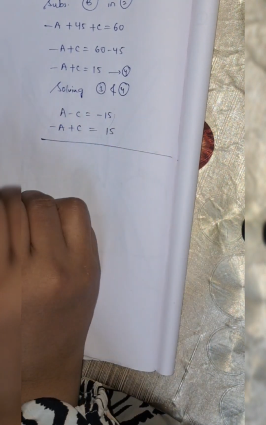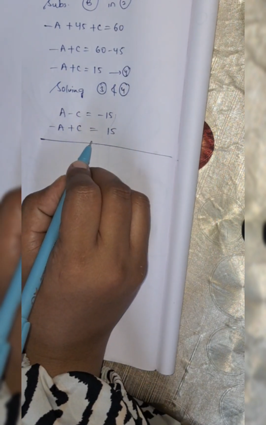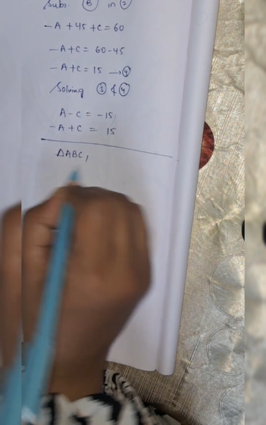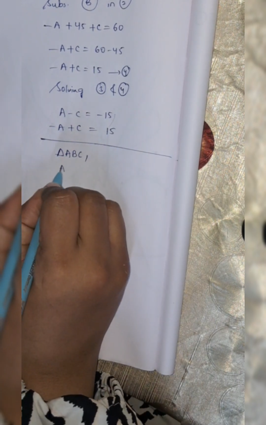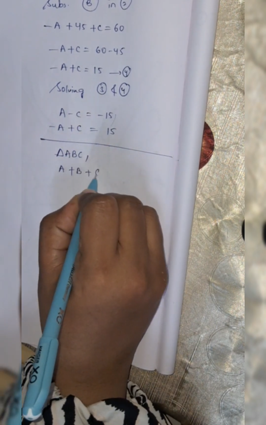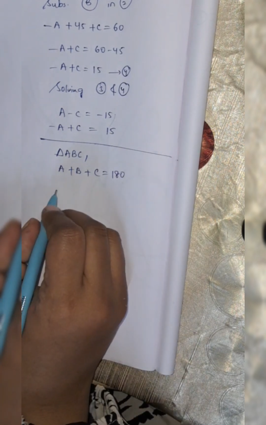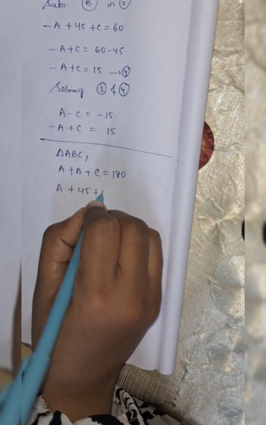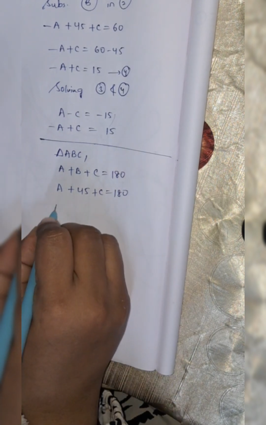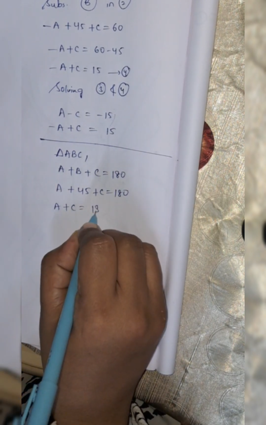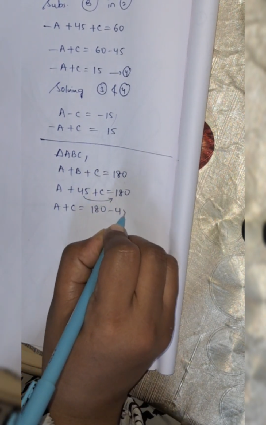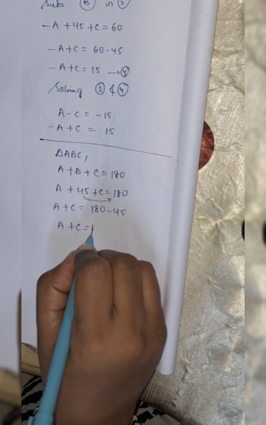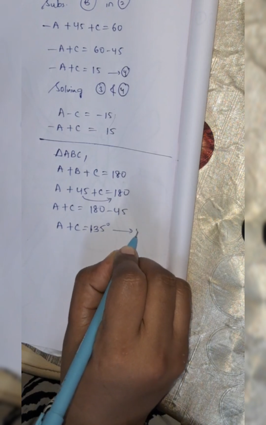So what we have to do here is, first we take the condition for any triangle: all the angles add up to 180 degrees. So we take A + B + C = 180 degrees. Our B is 45, so A + 45 + C = 180. So A + C = 180 - 45, how much? 135. Let it be equation 5.